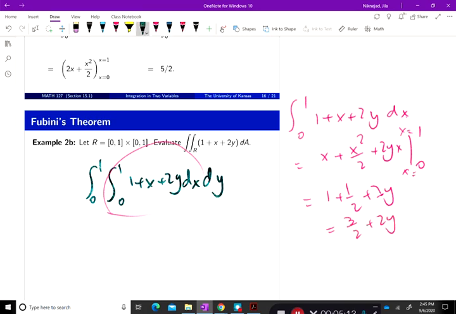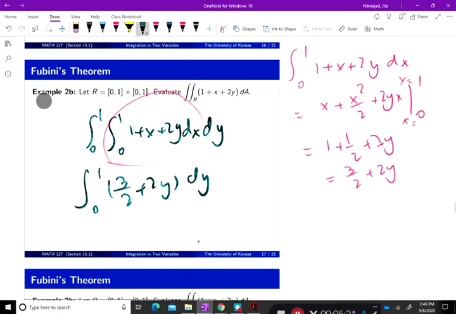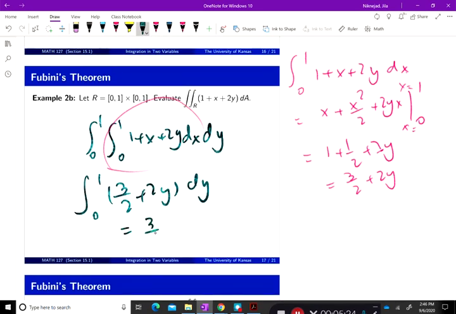Replace it in here for the outer integral: 3/2 plus 2y dy. That would be 3/2 times y plus y squared, from 0 to 1. When you compute and plug in 1, you get 1 plus 3/2, which is 5/2, minus 0, the same answer that you got from the other iterated integral. So the change of the order of the iteration does not matter, as Fubini said.